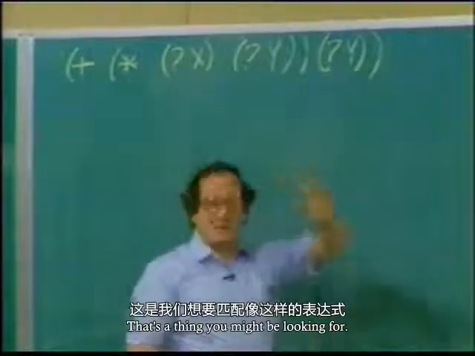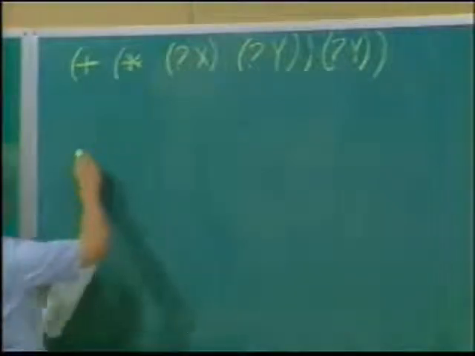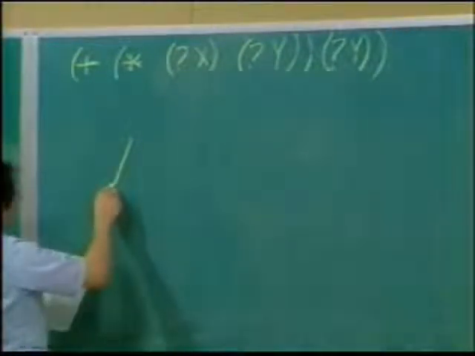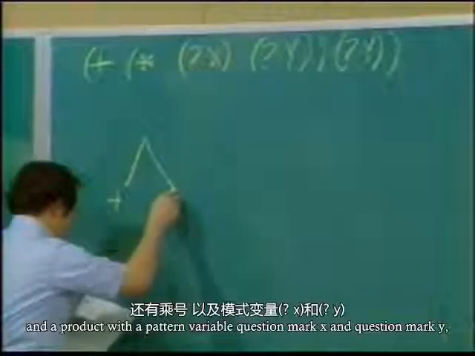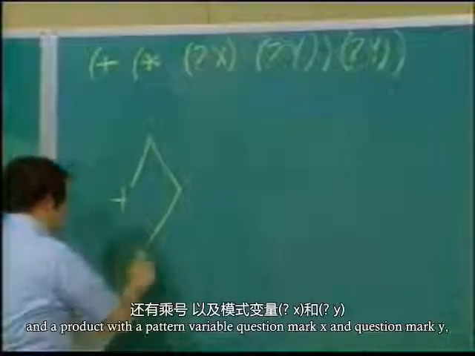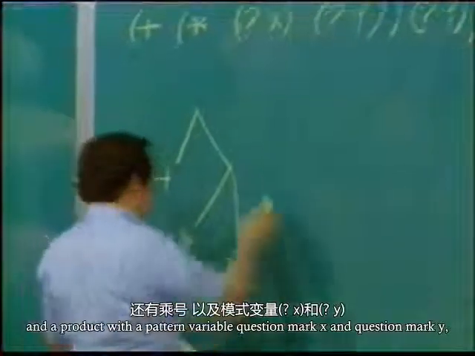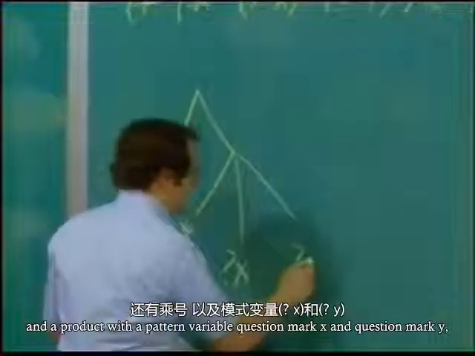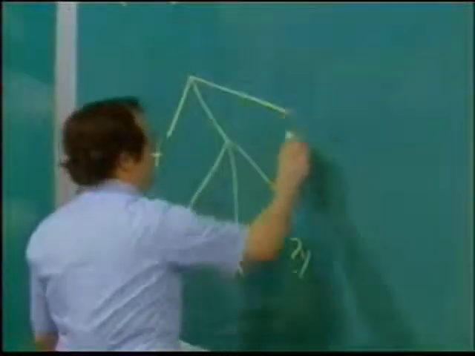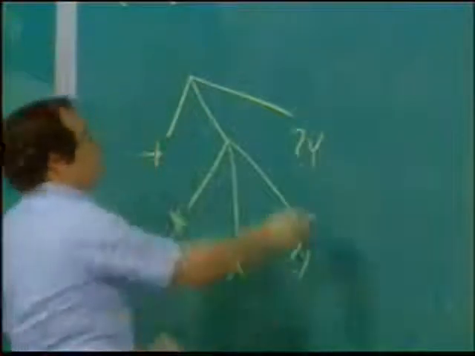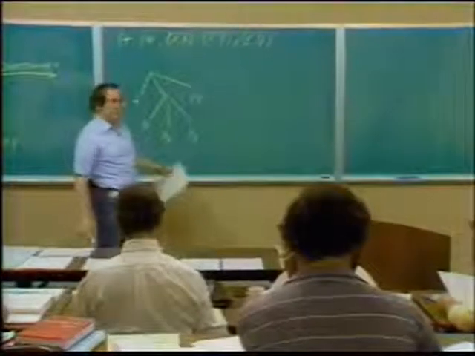That's a thing you might be looking for. Well, that, as a pattern, looks like this. There is a tree which consists of a sum and a product with a pattern variable ?x and ?y, the other pattern variable, and ?y. Just writing down the list structure in a different way.